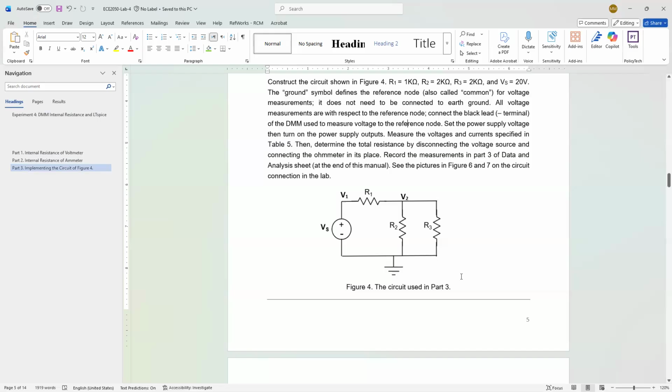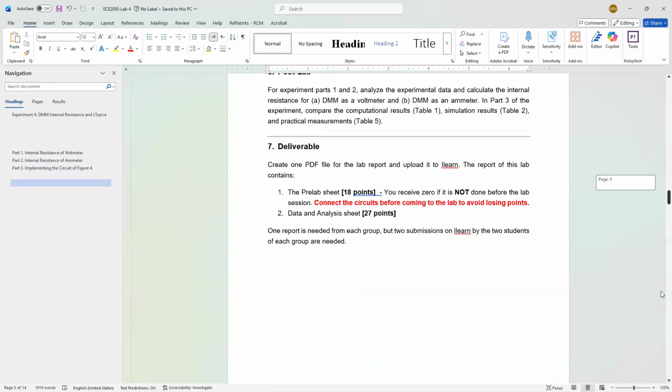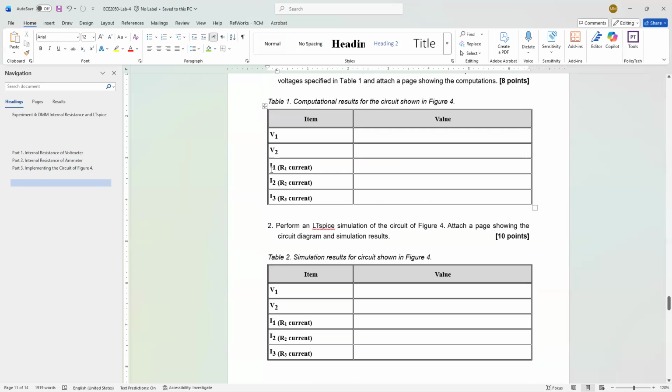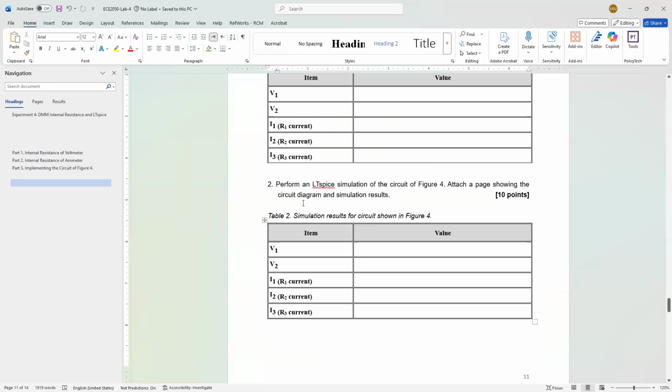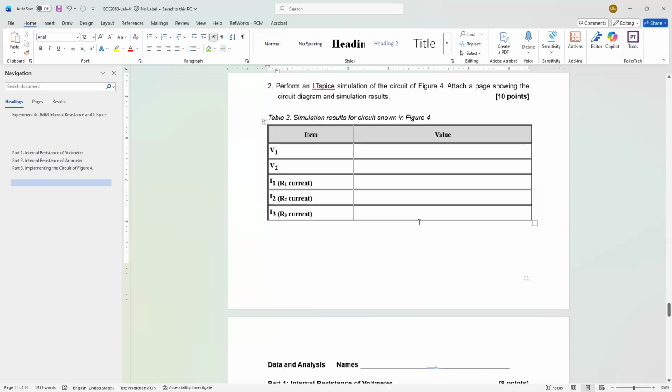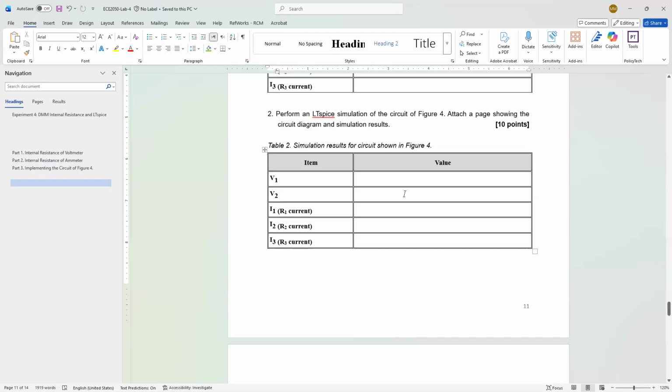So you need to solve this one, similar to what we did in the lecture, to find the currents and voltages everywhere. You have to do that in the pre-lab, and if I go to the pre-lab, that's what is written. For the circuit shown in figure 4, you need to do the calculation by hand. You need to find V1, V2, and then I1, I2, I3, okay? Then you need to repeat everything again, but this time with the simulator. This is the result you will get by calculation, and this is the result you need to get from LTspice. This is the pre-lab. You have to do it before coming to the lab.